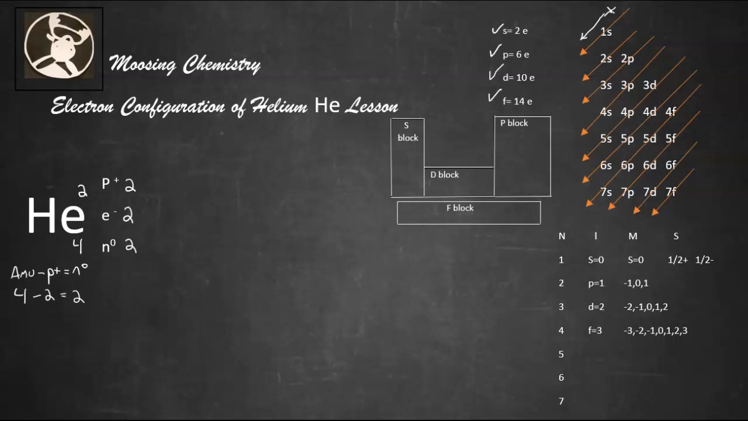So let's go ahead and try our electron configuration. We're going to start off with 1s2. Hey, we've used up all the electrons. Isn't that pretty snug? Let's do our orbital notation.